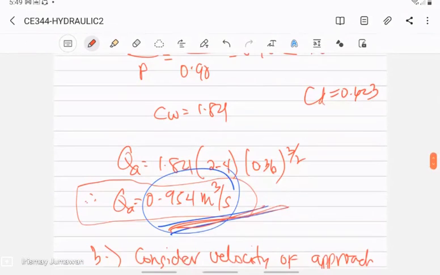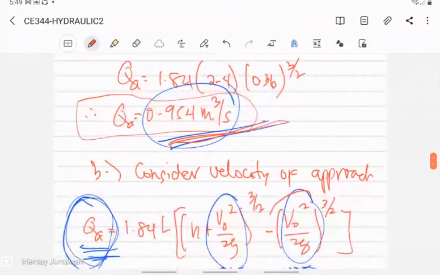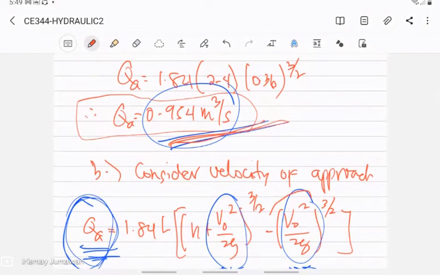Now we will consider the velocity of approach. The formula for the velocity of approach is this one. We don't know the discharge, and we don't know the velocity either, since without the discharge we have no velocity. So how can we solve this? We can solve this using trial and error.